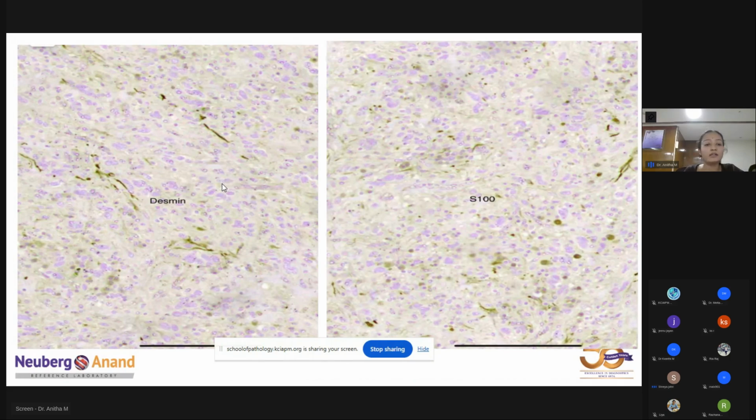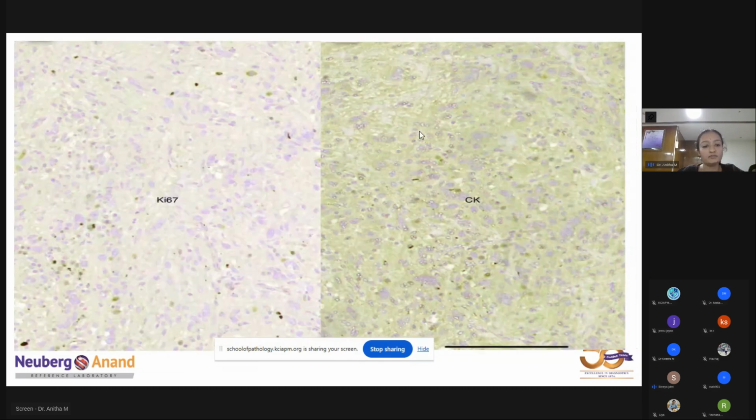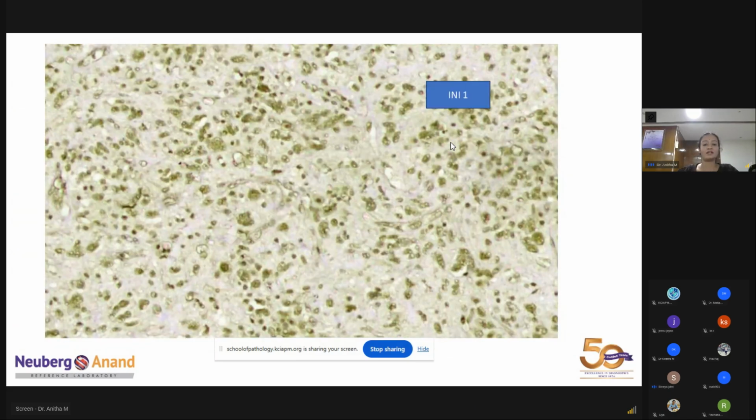So these are the other IHCs that we had done. As you can see, the internal control is positive. The tumor cells were negative. S100, the tumor cells showed negative expression. KI67 was less than 5%. Cytokeratin was done to look for focal cytokeratin positivity, which is seen in case of epithelioid sarcoma, and INI1 was retained, ruling out epithelioid sarcoma. So what is your diagnosis? What is your diagnosis now?